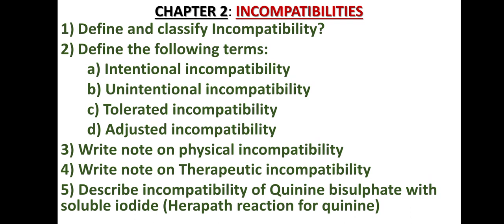Second question, define the following terms. So you have to define the following 4 terms. We can see one by one. First term, intentional incompatibility. Second term, unintentional incompatibility. Third term, tolerated incompatibility. And fourth term, adjusted incompatibility.